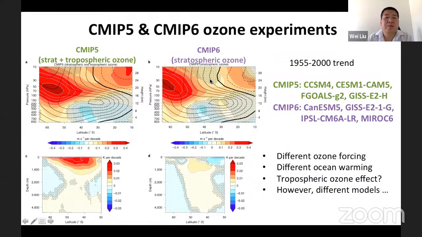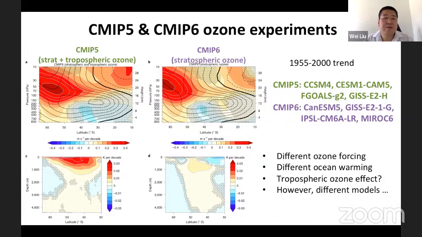What we use are the CMIP5 and CMIP6 ozone single forcing experiments. For those who are familiar with the experiments, in either CMIP5 or CMIP6 we have single forcing, where we only force the model using the historical changes of ozone, and the other factors are set to pre-industrial level. On the left, I'm showing the CMIP5 results, and on the right the CMIP6 results. The top panels show the annual and zonal mean zonal wind change during 1955 to 2000, and the bottom two panels show the annual zonal mean ocean temperature during this period.